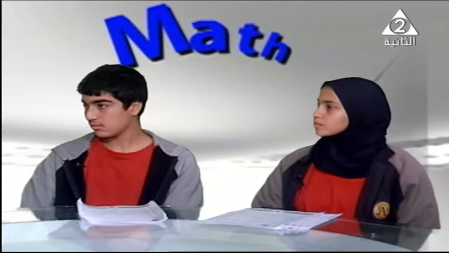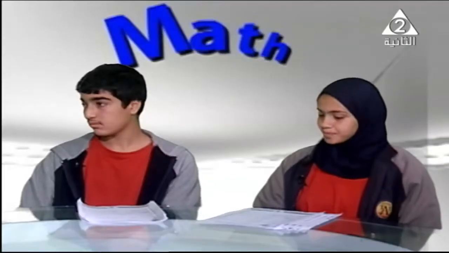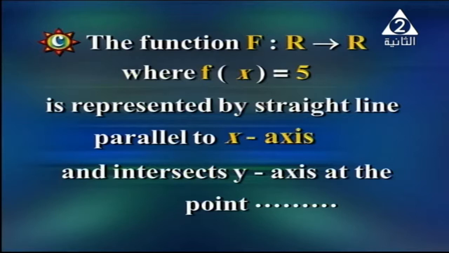And as Habiba said, f(x) equals 5 is represented graphically by a straight line parallel to the x-axis and intersecting the y-axis at the point (0, a), or (0, 5). So if the question gives me f(x) equals 5, it intersects the y-axis at (0, 5). If it gives me f(x) equals 3, it intersects the y-axis at (0, 3). If it gives me f(x) equals 10, it intersects the y-axis at (0, 10). Excellent. The answer: it is represented by a straight line parallel to the x-axis and intersecting the y-axis at the point (0, 5).